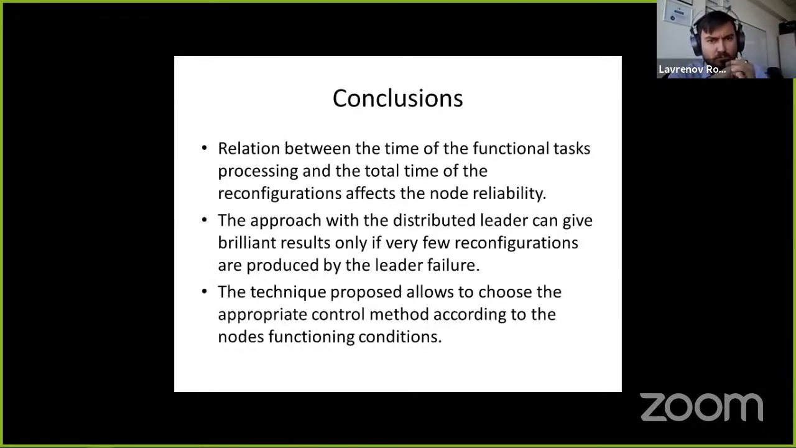And the main conclusions. A relation between the time of the functional tasks processing and the total time of the reconfigurations affects the node reliability. The approach with the distributed leader can give brilliant results only if very few reconfigurations are produced by the leader failure. The technique proposed allows to choose the appropriate control method according to the node's functioning conditions. That's all. Thank you. Thanks for your attention.